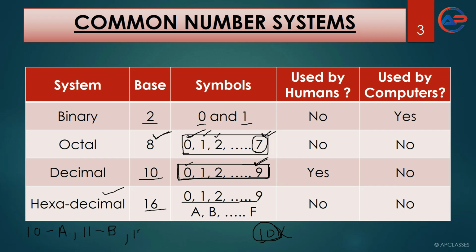Instead of 12, you will write it as C. Similarly, for 13, you will write D. For 14, you will write E. And finally, for 15, we are going to write F. Right? So here in the hexadecimal number system, digits 0 to 9 can be used, along with A, B, C, D, E, F.